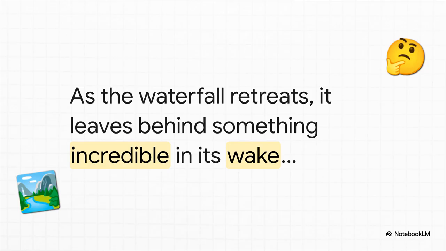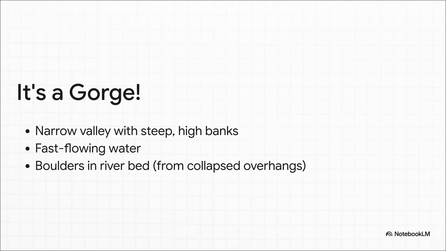Now, as that waterfall carves its way backward over thousands and thousands of years, it doesn't just vanish, it leaves something absolutely incredible in its path. A gorge. This is a super deep, narrow valley with these incredibly steep sides. You can always spot a gorge because of the fast-moving water and all the giant boulders you see in the river. Yep, those are the leftover pieces from all those collapsed overhangs of the waterfall.